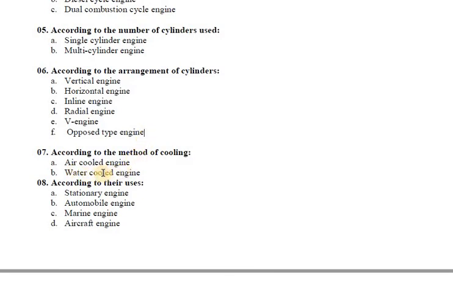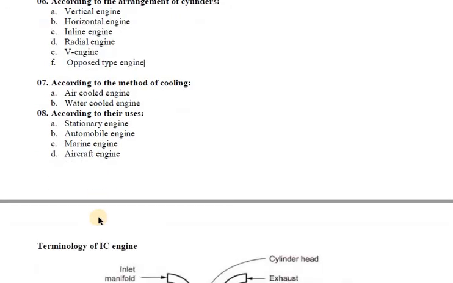Next, the seventh one is according to the method of cooling. Because engine means you are dealing with a huge amount of heat, so automatically heat will get generated in the engine cylinder. You have to cool the engine also. How are you going to cool that engine? Based on that you classify the engines: air cooled engines, water cooled engines, and oil cooled engines also. Okay, so these are based on the cooling system.